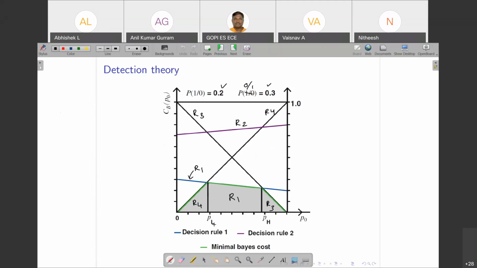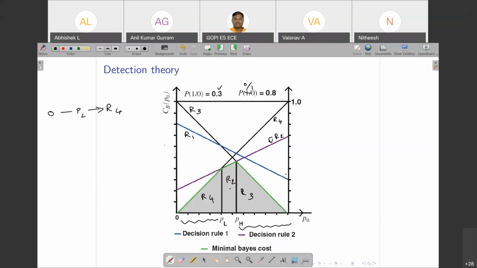And then if the prior is PH to 1, so this is that prior probability pi naught, right? So that rule is always going to be that R3. This one we cannot have any change in that. In between PL to PH, we have two options, it may be that rule 2 or rule 1. It all depends upon the channel characteristics, right? So that way only it is structured.